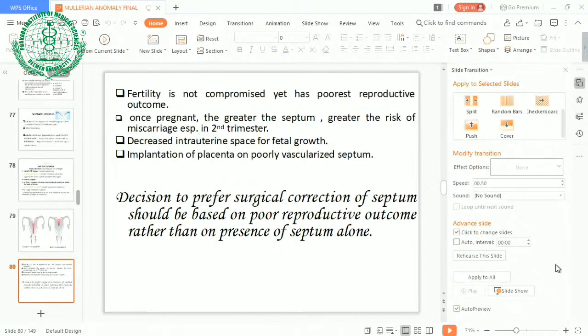Fertility is not compromised, yet it has the poorest reproductive outcome. Once pregnant, the greater the septum, the greater is the risk of miscarriage, especially in the second trimester. Decreased intrauterine space for fetal growth is the cause. Implantation of the placenta on the poorly vascularized septum is another cause. The decision to prefer surgical correction of the septum should be based on poor reproductive outcome rather than presence of septum alone.